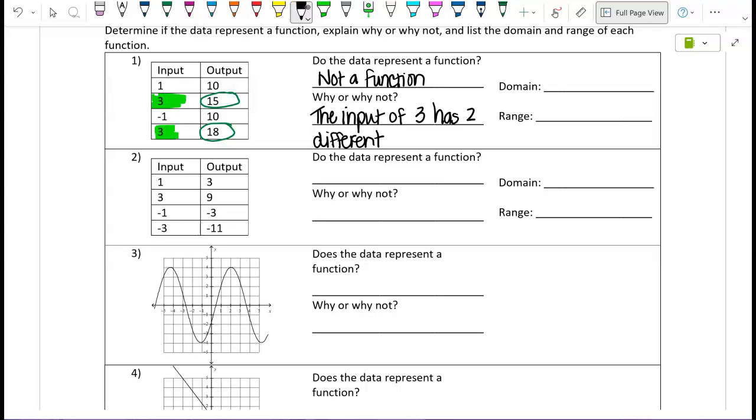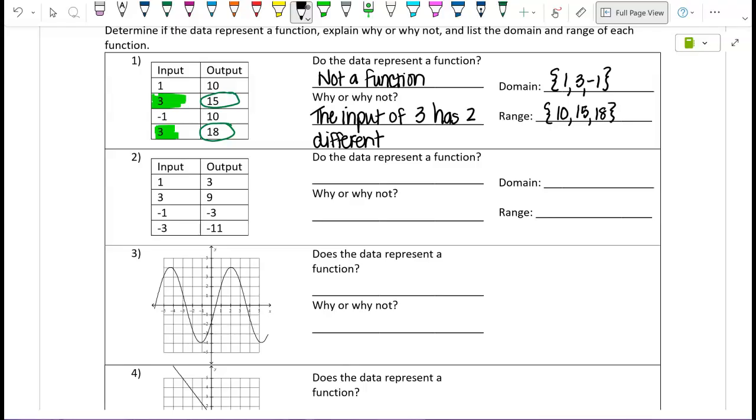The one thing we need to remember with domain and range, we do not repeat a number. So on this one, that 3 is repeated, but when I go to write it, I'm only going to write 1, 3, -1. I do not have to write that 3 a second time. We've already accounted for 3 in the domain. And the same thing happens in the range. This one, we happen to have 2 of them that have an output of 10. I'm only going to write that 10 once and then the 15 and the 18.